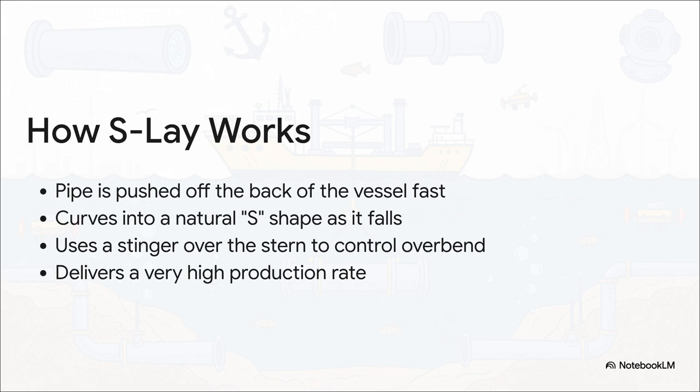shape as it falls. To control the pipe as it leaves the deck, the vessel uses a long, sloping structure over the stern called a stinger, fitted with rollers to manage the overbend. Because that assembly line is horizontal, this method delivers a phenomenal production rate.